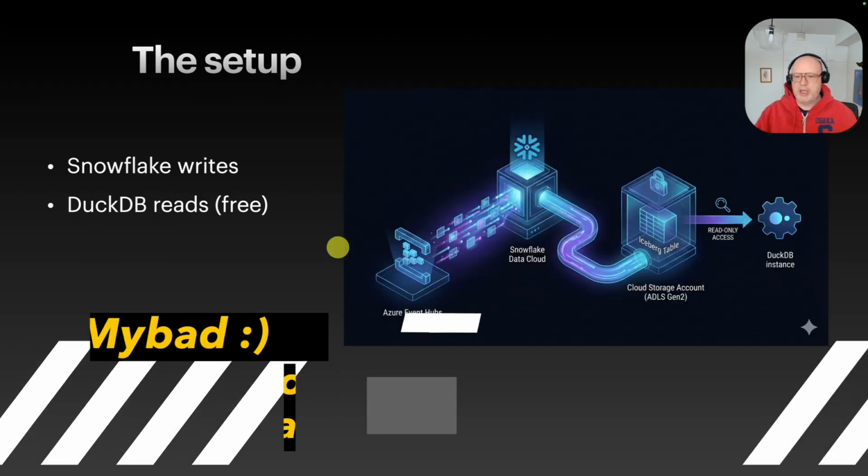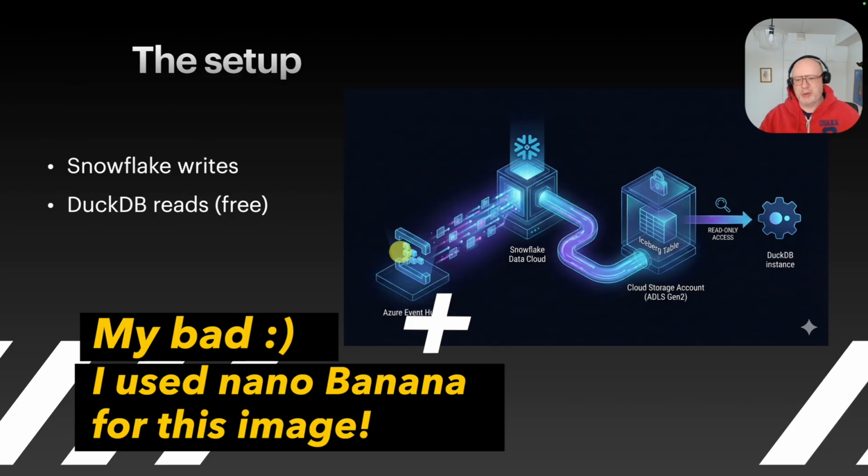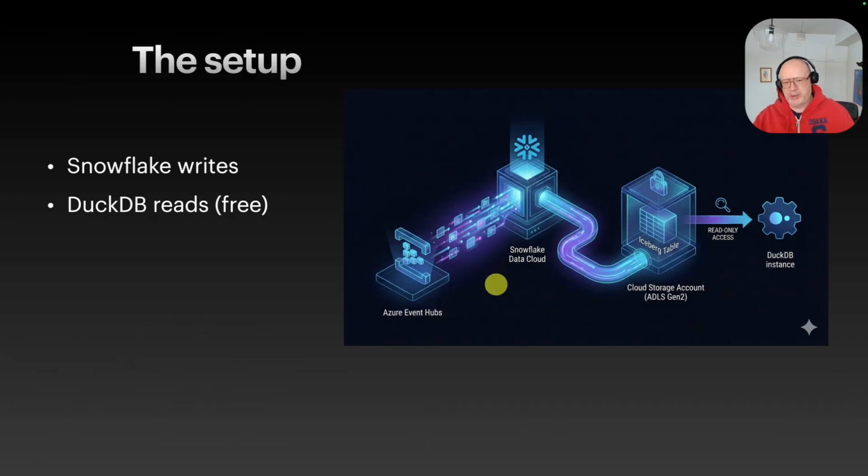This same image, I asked ChatGPT to create. This looks much cooler. Basically, same stuff, Event Hubs. The data comes, goes to Snowflake, Iceberg table in an Azure storage account, and then we give, for now, read-only access to DuckDB to read that table.